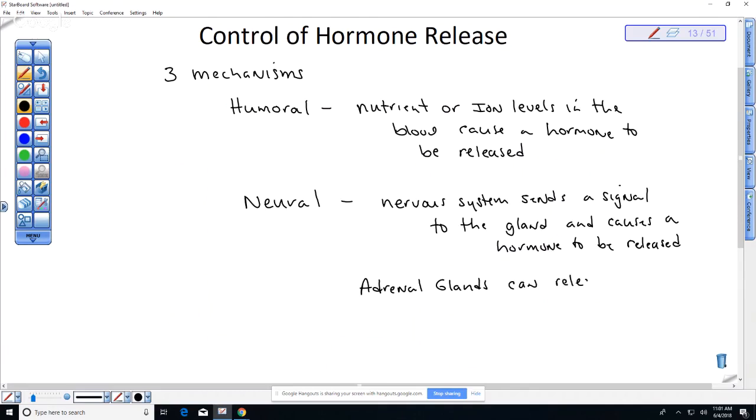So adrenal glands can release norepinephrine into the circulatory system. And this actually aids in developing that fight or flight response. The adrenal glands also produce other things like stress hormones. So the nervous system can stimulate stress hormones like cortisol to be released. And we'll talk about the adrenal glands in detail, probably on Wednesday.